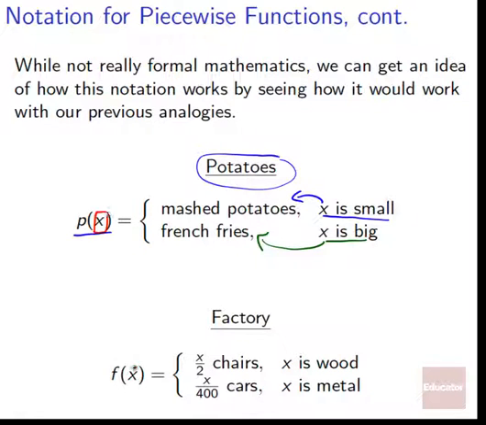Same sort of thing going on at the factory. If we plug in x, our input into the factory function, some quantity, some number of kilograms of a material, we then say, okay, is x wood? If x is wood, it is x over 2, because remember it took 2 kilograms of wood to make one chair, so it's x over 2 chairs. Or if x happens to be metal, it's x over 400 cars, because it was 400 kilograms of metal to make one car. So we take the x, we see which category it belongs to, then we plug it into the appropriate rule based on the category.